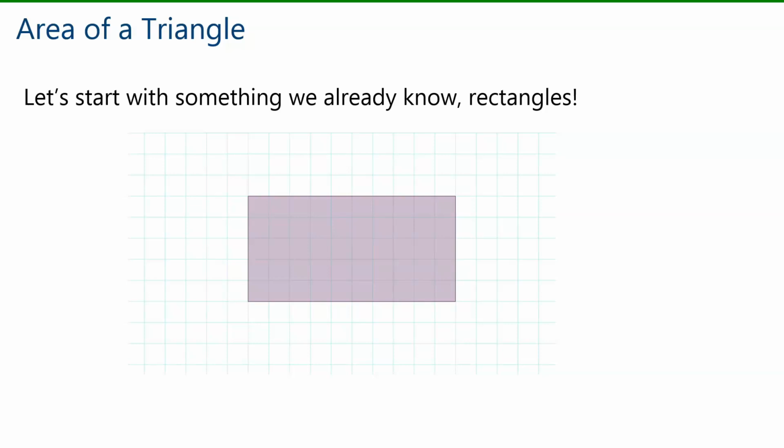So now let's start with something we already know about, rectangles. For this rectangle, I'm going to cut along the diagonal to create two triangles. Now you can see when I rotate it, they fit perfectly on top of each other, meaning they're equal. So one rectangle created two equal triangles. So I can say that the area of one of those triangles is half the area of a rectangle.